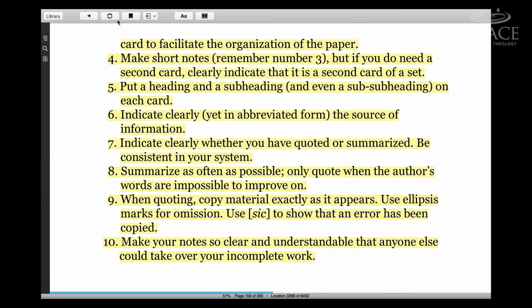Summarize as often as possible. Quote when you cannot improve upon it. And be sure to quote exactly how it appears. And then make your notes so clear that if you can't finish your project for some reason, someone could come along and finish it for you.